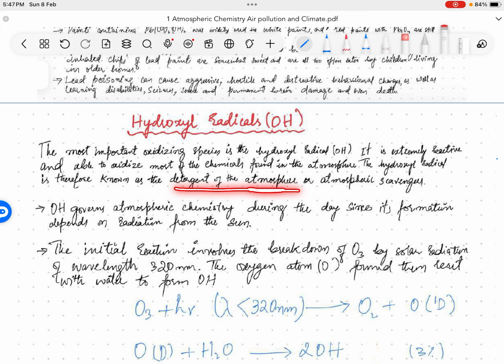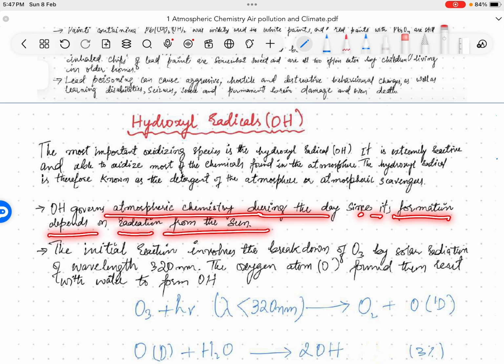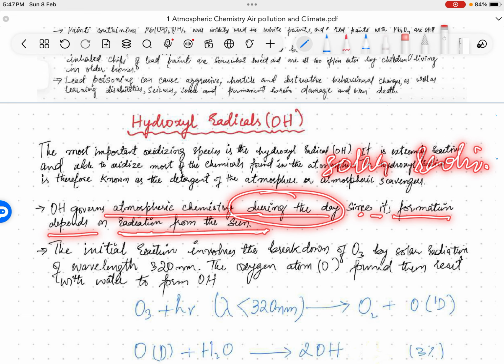They are also called atmospheric detergents or atmospheric scavengers. These OH radicals govern atmospheric chemistry during the daytime since its formation depends on radiation from the sun. So basically the formation of OH radical depends on the solar radiation and it governs the atmospheric chemistry during the daytime.